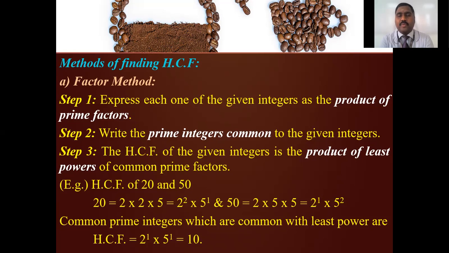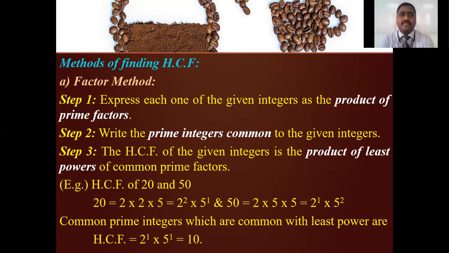Once the number is divided and you get 0, then take the respective divisors. What are the divisors for the number 20? You have 2 into 2 into 3, or 3 into 5 into 7, like that. Once you have the divisors, from them you need to take the common divisors with the least power. Please underline this point. You have to take the common divisors of all the numbers with the least power.